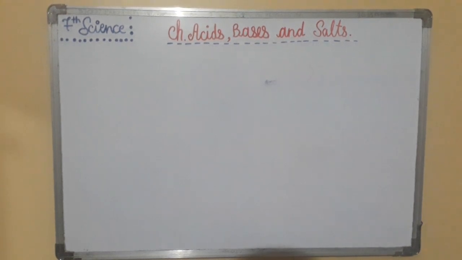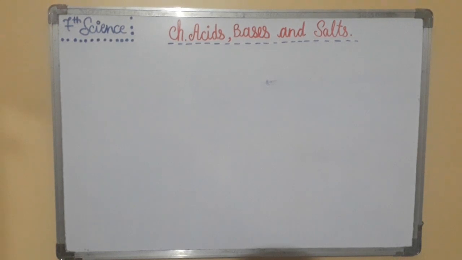Today we will learn chapter Acids, Bases and Salts, part 5. In this part we will learn about salts. First, a substance formed by neutralization of an acid and base is called salt.